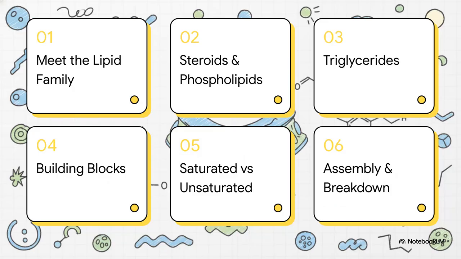Here's our roadmap for the tour. First, we'll meet the lipid family as a whole. Then, check out steroids and phospholipids. After that, we'll hit triglycerides, break down their structural building blocks, compare saturated and unsaturated fats, and finally, look at how cells assemble and tear down these molecules.